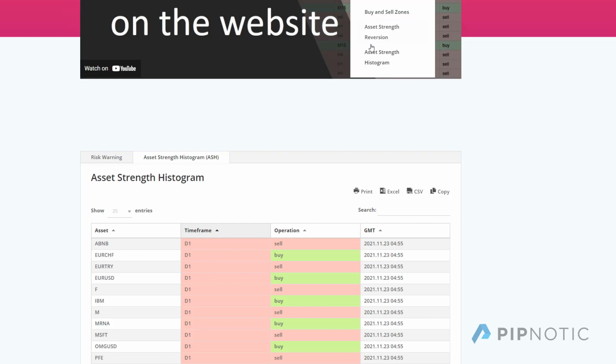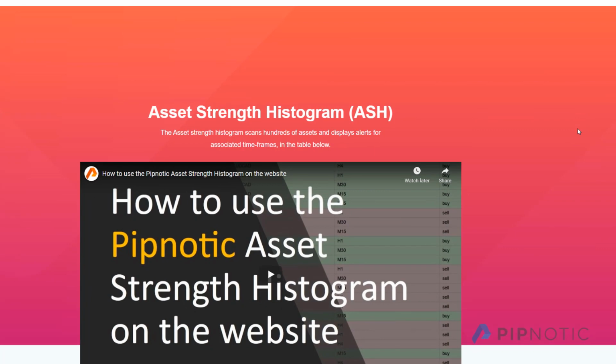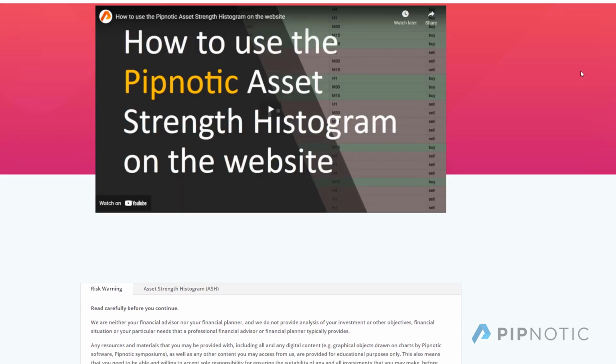So you go to the website, you click on the Asset Strength Histogram, and if you're not logged on, you'll be sent to the pricing page. So all you have to do then is click on my account, log on, and then you can get access to it. Maybe I'll redirect you to the logon page if you're not logged on. So you go there, you click on this dashboard, the Asset Strength Histogram, just here, and then it'll load the page.